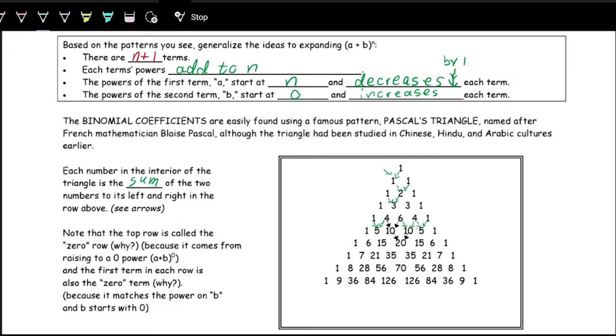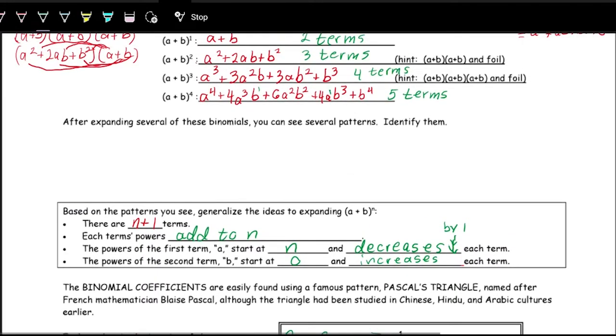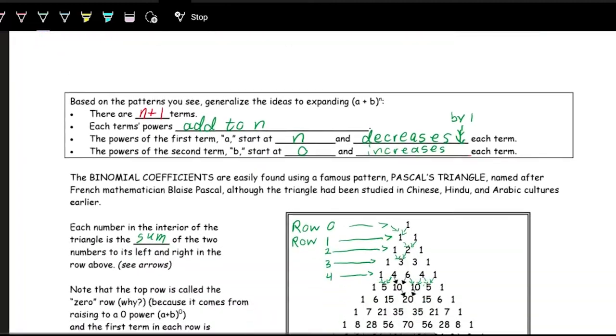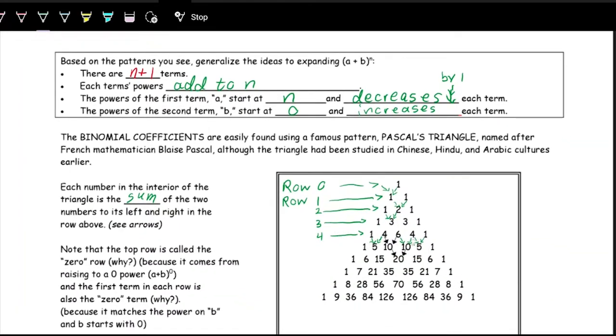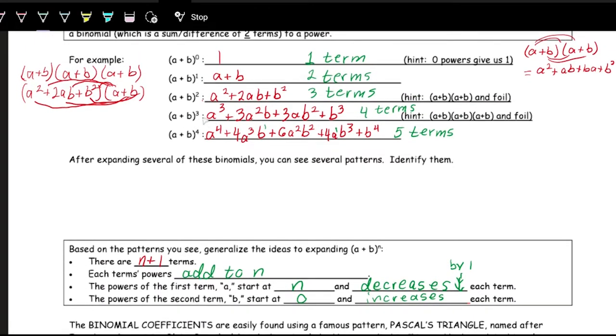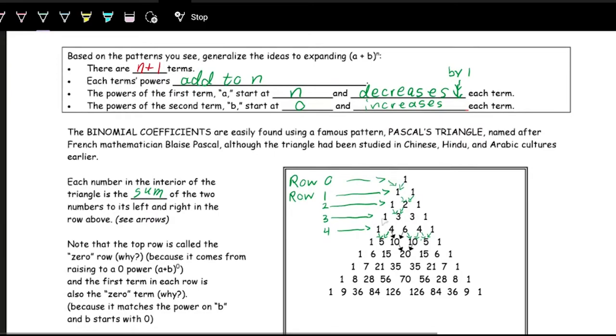But if you take a look, here is row 0. And then we have row 1, and then row 2, row 3, row 4. Now we were talking about the coefficients on a plus b to the fourth. That's 1, 4, 6, 4, 1. If we look and see, oh, the fourth row is 1, 4, 6, 4, 1. Maybe that's a coincidence. Looking at a plus b cubed, the coefficients on that are 1, 3, 3, 1. Looking at row 3 here, that's 1, 3, 3, 1.